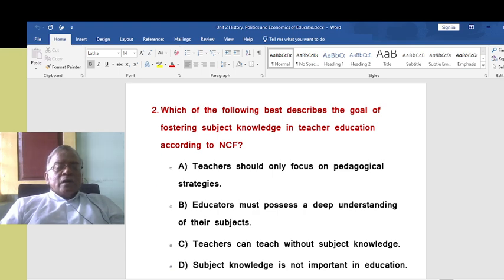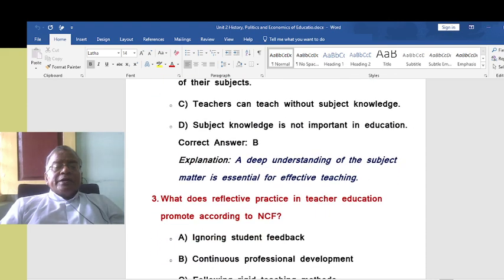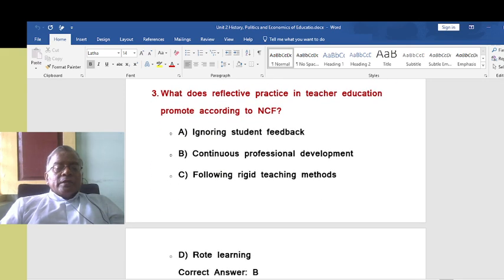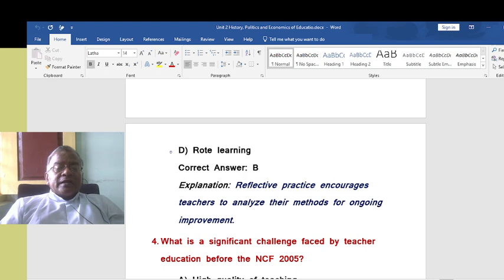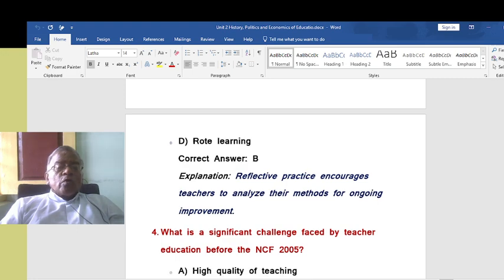Teachers, a deep understanding of the subject matter is essential for effective teaching. What is reflective practice in teacher education according to NCF? That is, reflective practice encourages teachers to analyze the methods for ongoing improvement.